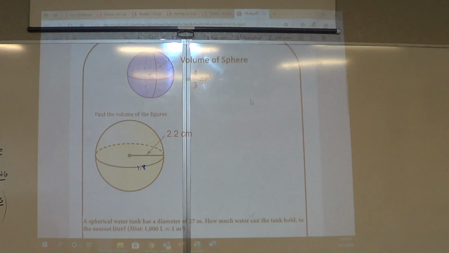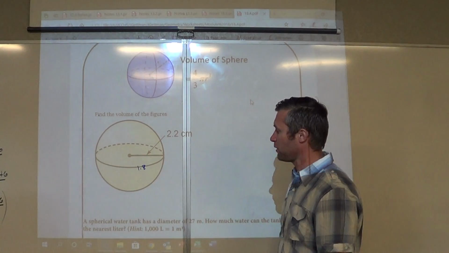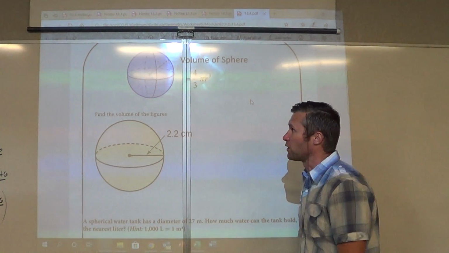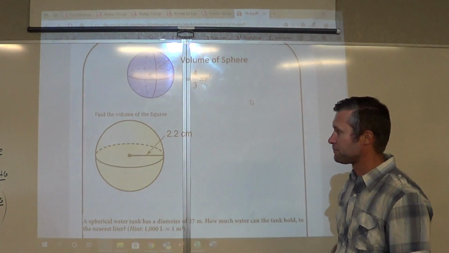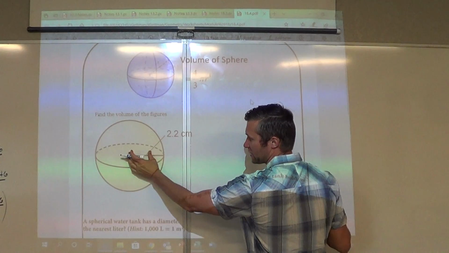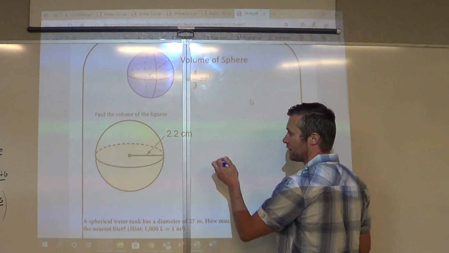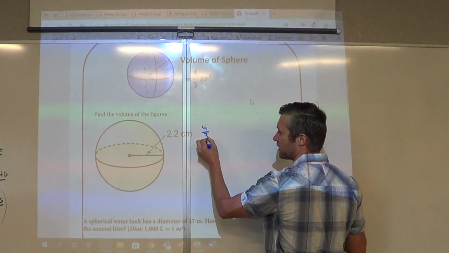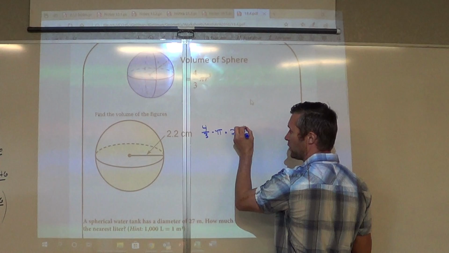All right, the last shape that we're going to go through on 18 in this section is the volume of a sphere. So to find the volume of a sphere, it's 4/3 pi r cubed. So very simple. If we come through here, pay attention, do they give us the radius or diameter here? In this case, they give us the radius. So we go 4/3 times pi times my radius, 2.2 cubed.